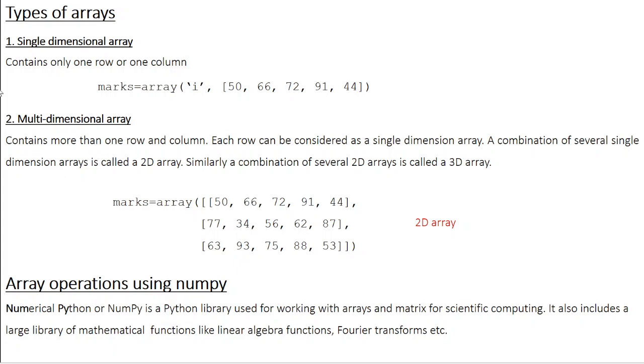There are two types of array. One is the single dimensional array or one dimensional array, which contains only one row or one column. So this is an example of a one dimensional array. So here you have only one row. Then you have multi-dimensional arrays which contain more than one row and column, and each row can be considered as a single dimension array. So a combination of several single dimensional arrays is what's called a two-dimensional array. Similarly, a combination of several two-dimensional arrays constitutes a three-dimensional array.